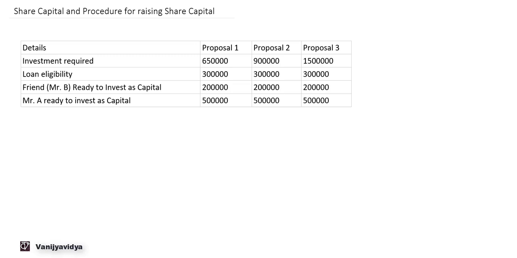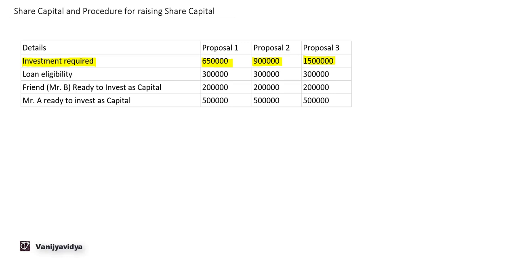So there is Mr. A. He has three business proposals: proposal 1, proposal 2 and proposal 3. In the first row it is the total investment that is required. In proposal 1 it is 6,50,000, proposal 2 is 9 lakh and proposal 3 is 15 lakhs.